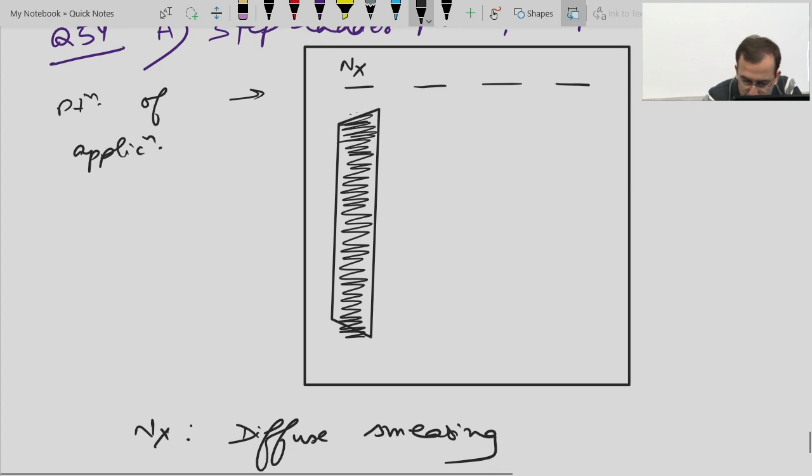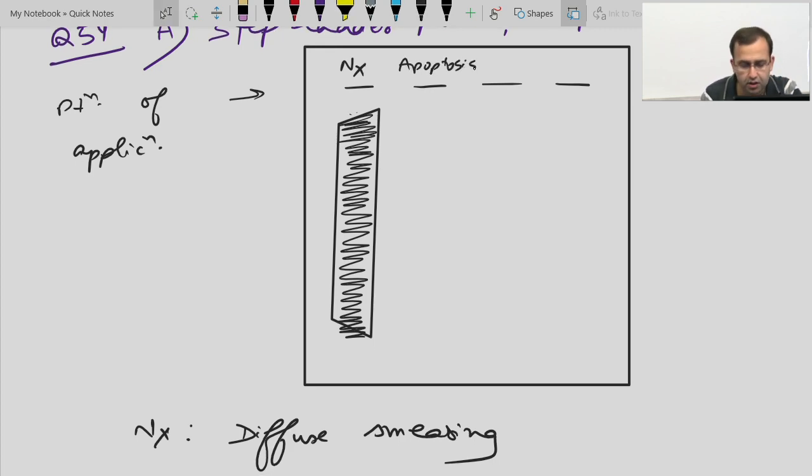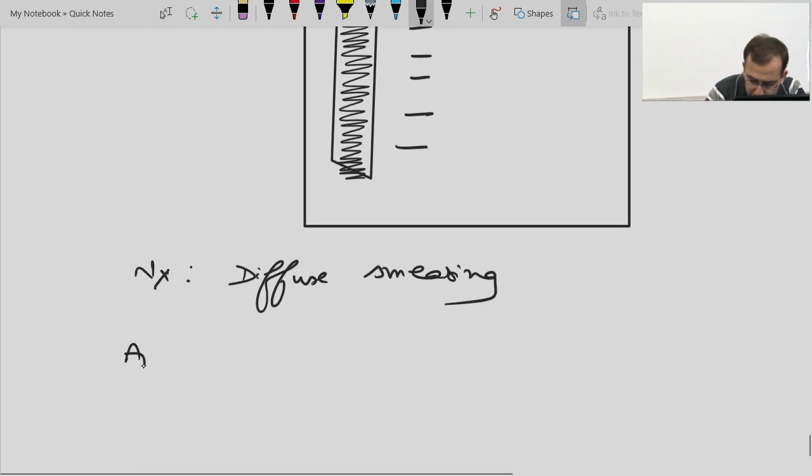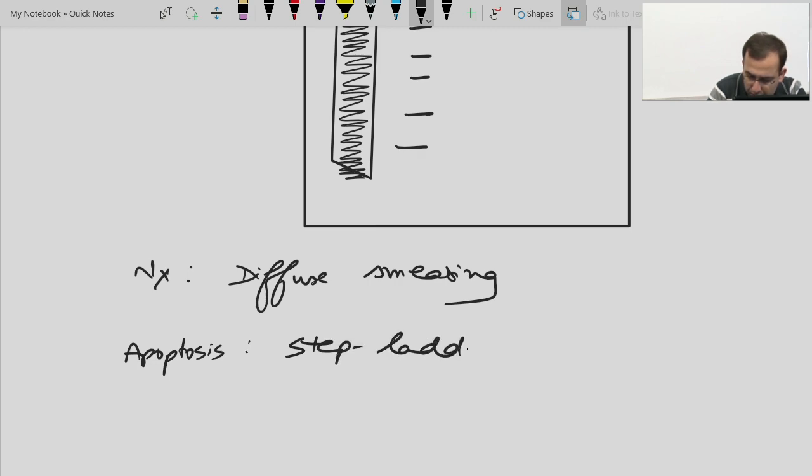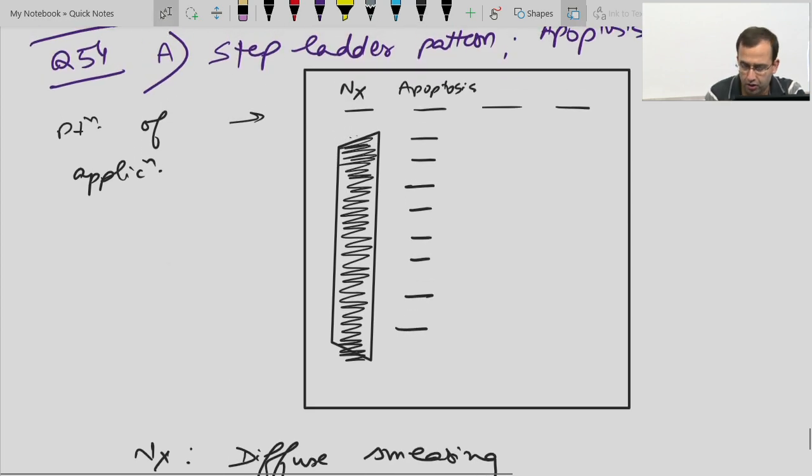versus apoptosis. In apoptosis, the break is occurring at specific points. The endonucleases act at specific points, showing the classical step ladder pattern. Apoptosis shows the classical step ladder pattern.